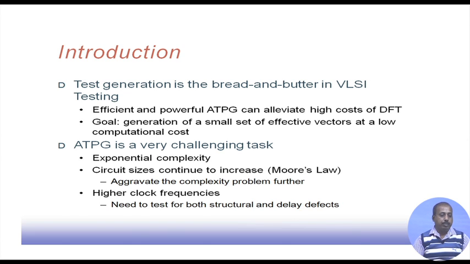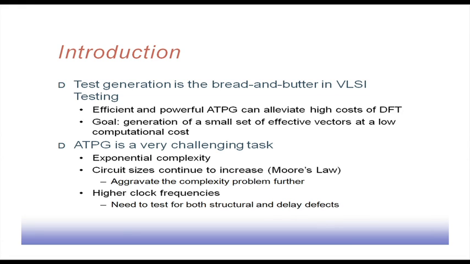Efficient and powerful ATPG can alleviate the high costs of DFT, because DFT means we need to add some extra controllable and observable points into the circuit, whatever the technique, ad hoc or structured. But if the ATPG algorithm can itself give us coverage of a high number of faults, then we may not require so many controllable and observable points in the circuit. As a result, the cost of DFT can go down.